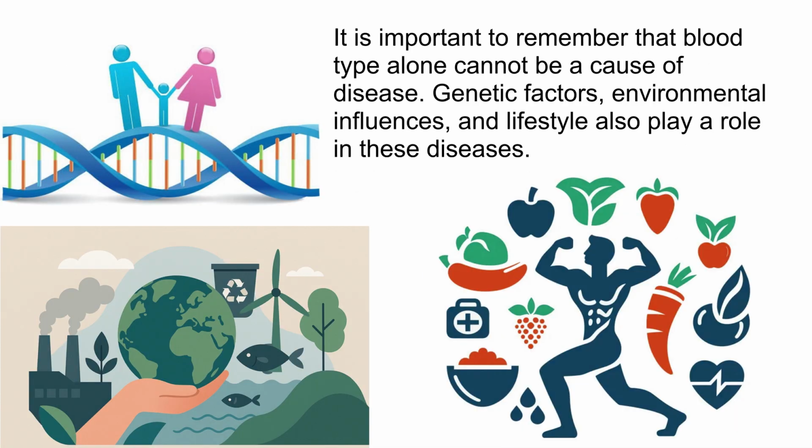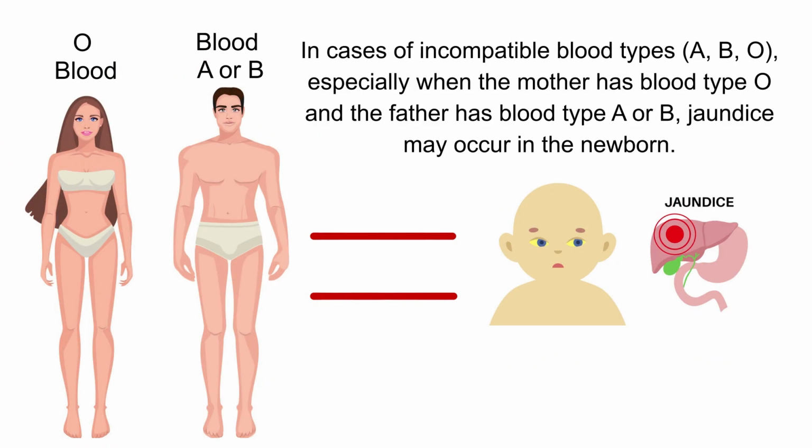It is important to remember that blood type alone cannot be a cause of disease. Genetic factors, environmental influences, and lifestyle also play a role in these diseases. In cases of incompatible blood types, A, B, O, especially when the mother has blood type O and the father has blood type A or B, jaundice may occur in the newborn.